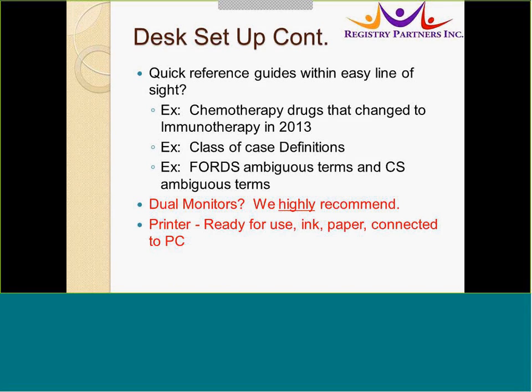If you need a printer, is it ready to use? Are the ink and paper filled? And is it connected to your PC?